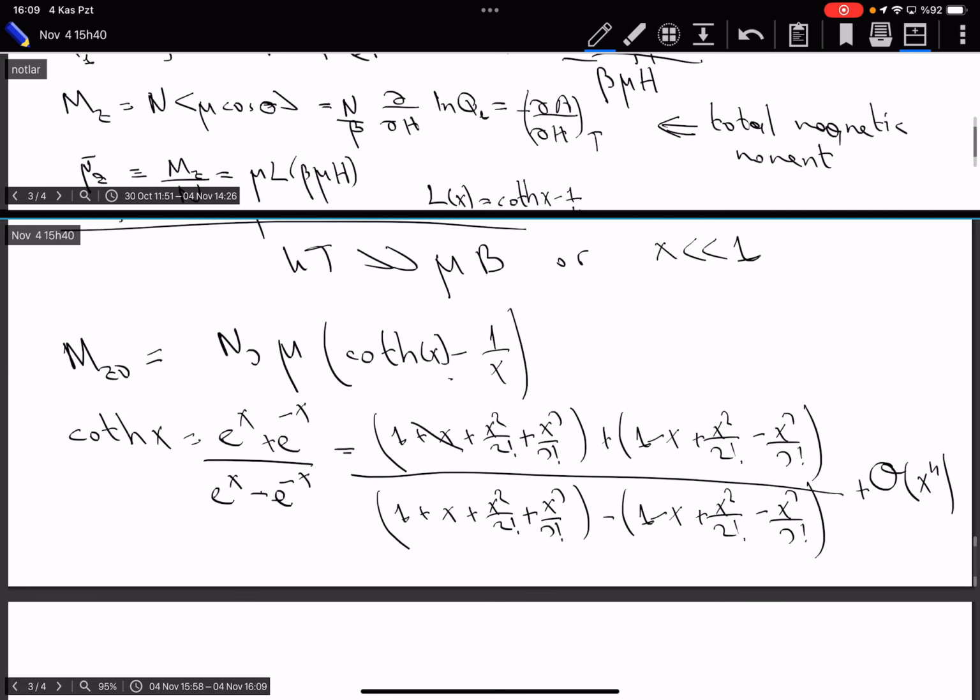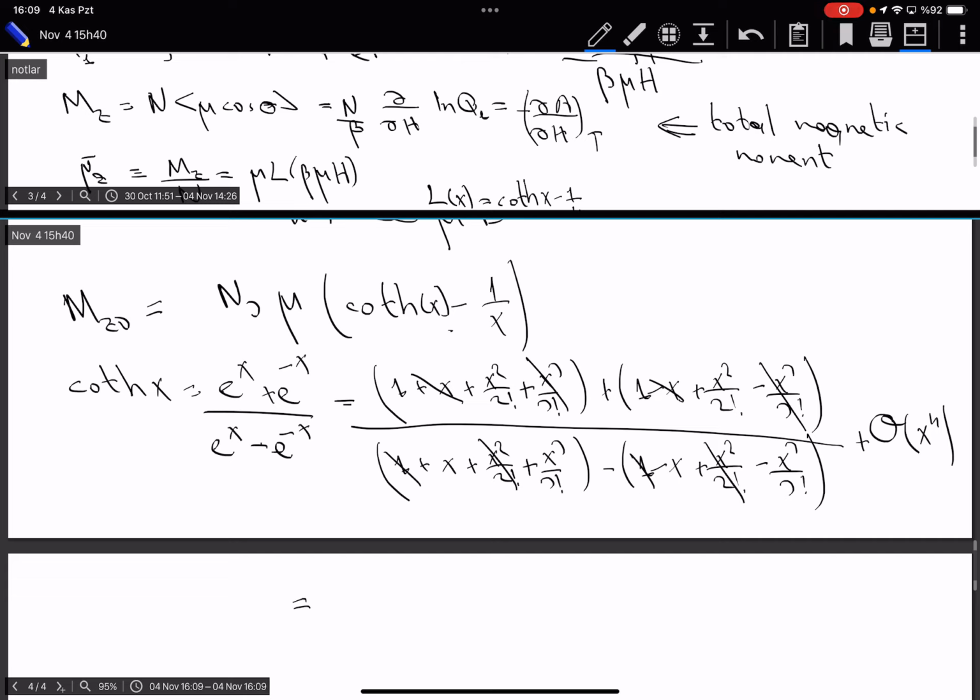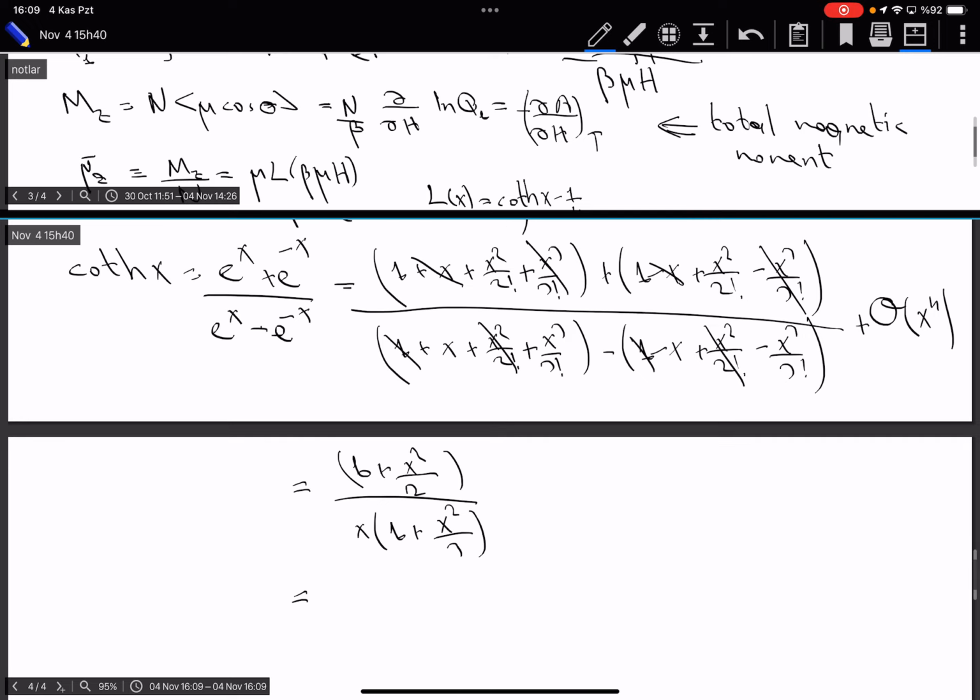Well, let's see. In the numerator, the odd powers cancel. In the denominator, the even powers cancel. So we end up having 1 plus x squared over 2 divided by x times 1 plus x squared over 3, which will be 1 over x plus x over 2, I just divided by x, times 1 minus x squared over 3, plus corrections of the order x to the 4.